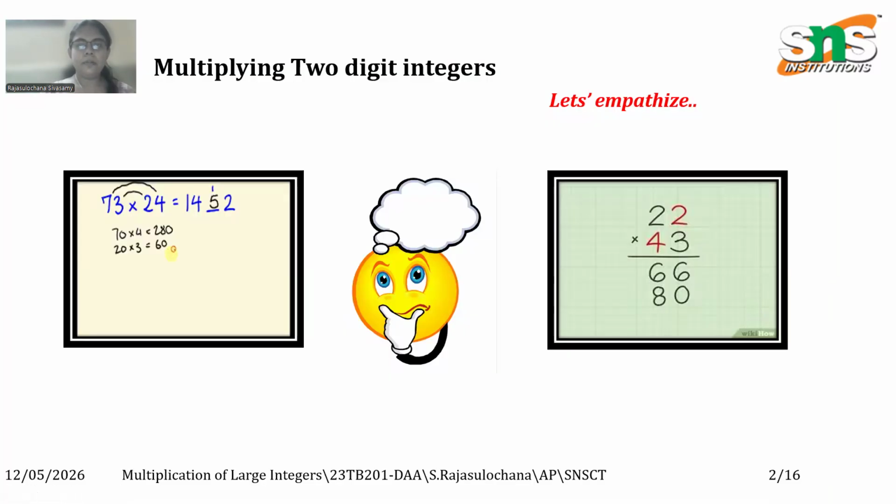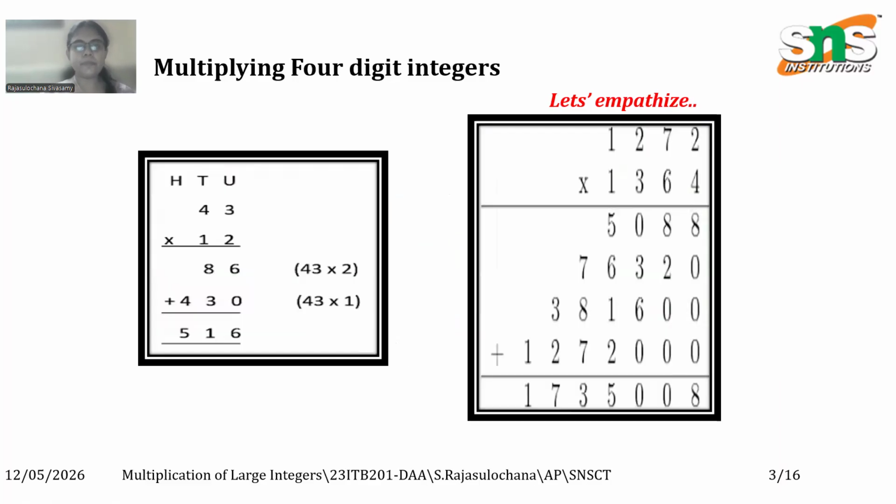So by default, how do we multiply two integers? Initially we will multiply the ones place of one number with all the digits of the other number. Then we will multiply the tens place of the one number with all the digits of the other number. We will add these two results. The final value gives the multiplication value of those two integers. So this is how traditional multiplication happens.